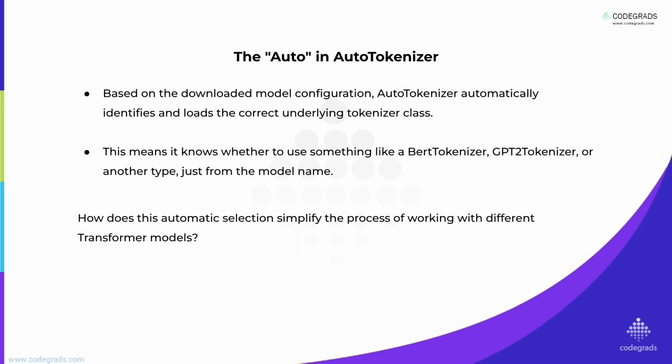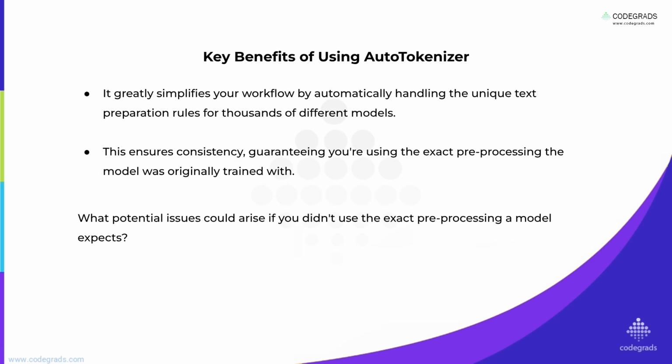So, what does AutoTokenizer actually do? Based on the downloaded model configuration, AutoTokenizer automatically identifies and loads the correct underlying tokenizer class. This means it knows whether to use something like a WordPiece tokenizer, GPT-2 tokenizer, or any other type for the model, just from the model name. Why bother with AutoTokenizer?